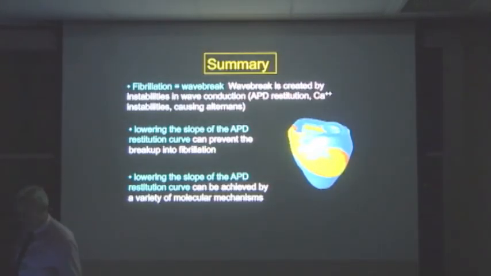And this is kind of a template for how a drug would have to act. The interesting thing, of course, is that there are many different biophysical mechanisms for altering the slope of that curve. You can't say to the biochemist, give me a drug that lowers the slope of the restitution curve. I mean, they would have no idea what you're talking about. You have to talk about a drug that addresses a channel and the properties of the channel. But what you need to do to that channel, biophysically, is lower the slope of that curve.